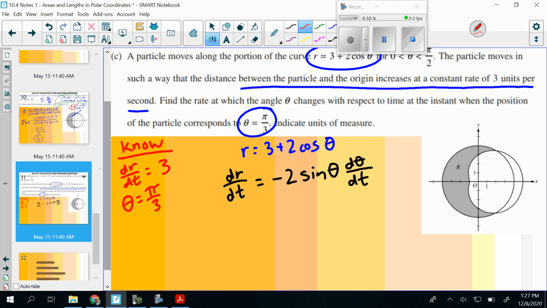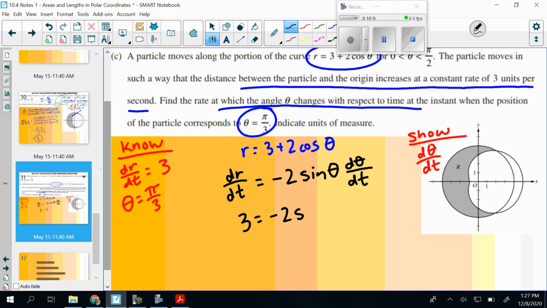What we're trying to find is at what rate the angle is changing with respect to time. So if we go back to our know and show, what we're trying to show is d theta/dt. How's our angle changing? So let's substitute in and see what we got. dr/dt is 3. Our angle here is pi over 3, and we're trying to solve for d theta/dt.